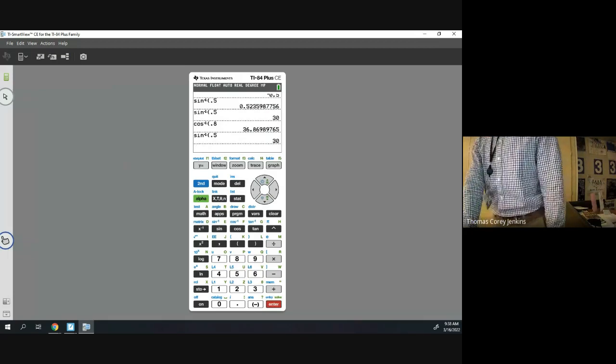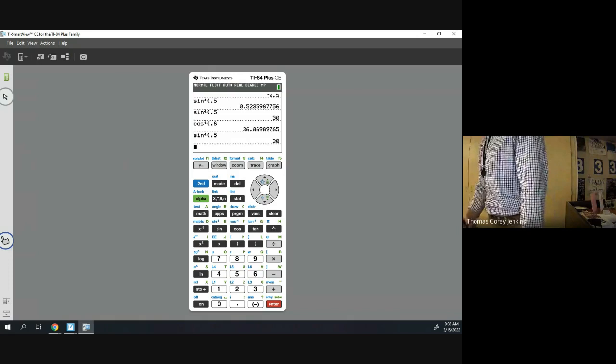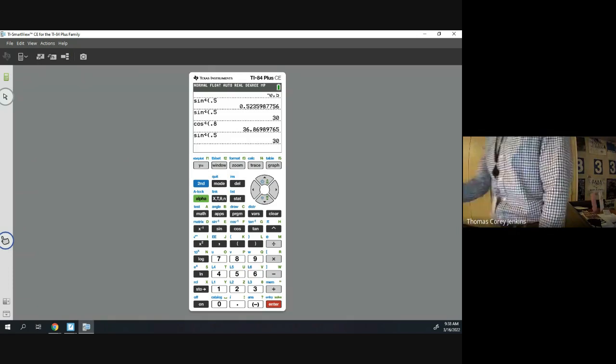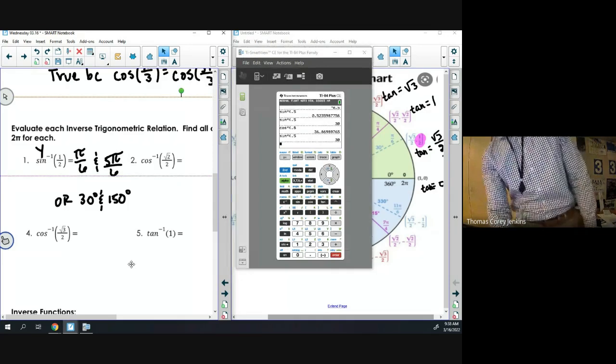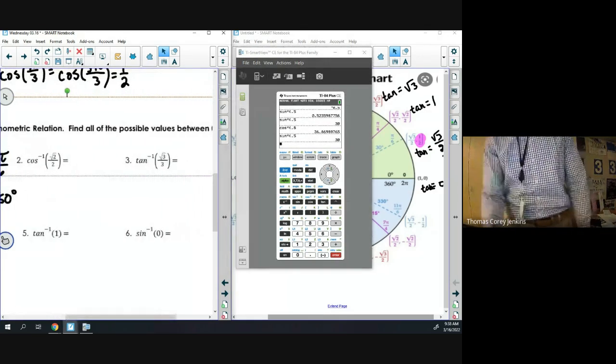That gives me 30. When I'm in degrees, that gives me 30. It won't give me the 150, so that would come from the unit circle. Okay, but you can kind of check your answer that way, if that makes sense. Okay, so moving on to number 2.